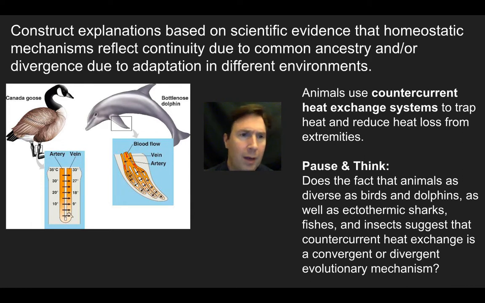So now we're looking at some organisms like a Canada goose and a bottlenose dolphin here. And I want you to pause and think on this. Does the fact that animals as diverse as birds and dolphins, as well as ectothermic sharks, fishes, and insects suggest that countercurrent heat exchange is a convergent mechanism or a divergent evolutionary mechanism? I want you to pause and think.